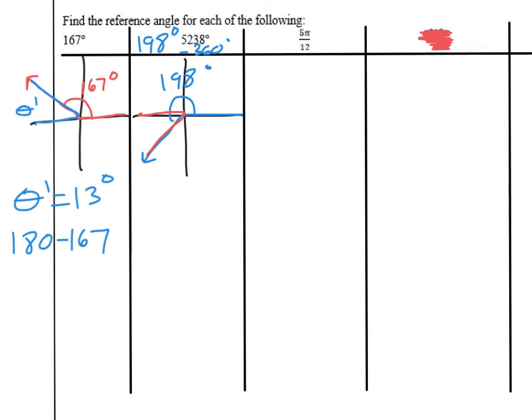So theta prime is sitting in here. We're down in quadrant number 3 on this one. We can take our angle minus 180 and get that our reference angle, which is in red there, is 18 degrees.